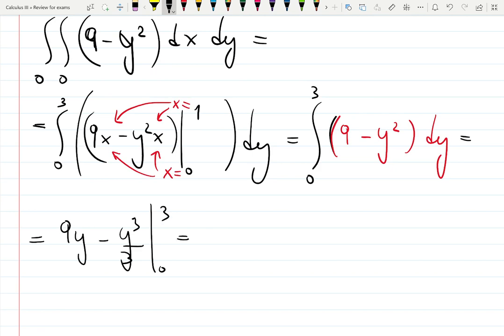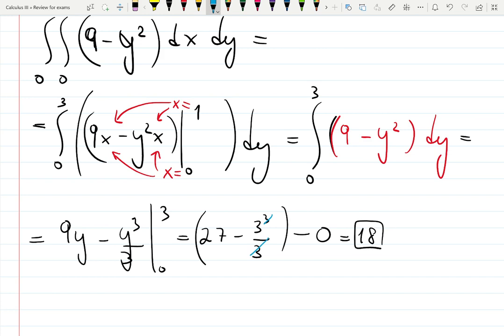9 times 3 is 27 minus 3 cubed over 3 can be simplified, minus 0 minus 0. And the final answer is 18. Well, I just looked at my notes, so I don't know. Maybe I should check. 3 times 3 is 9. 27 minus 9 is 18. Yes. Matches. So it's good.